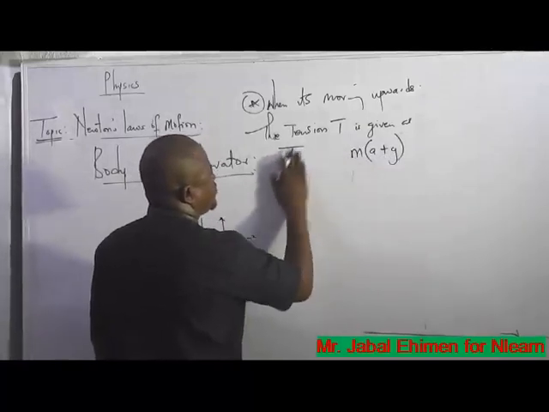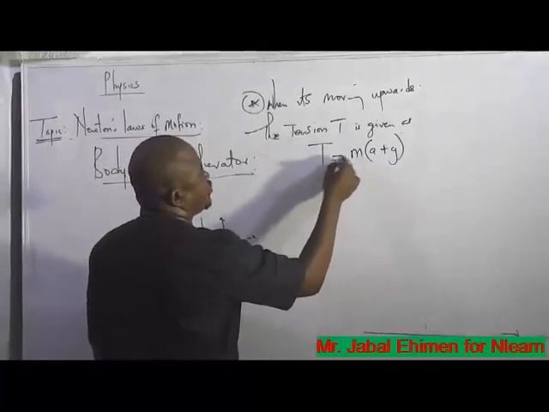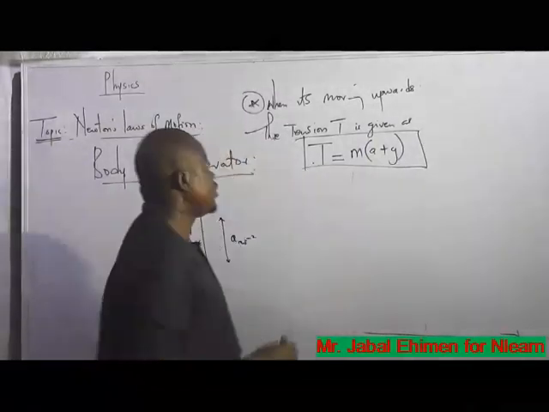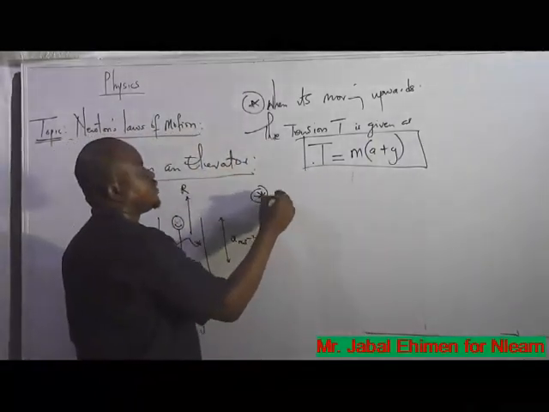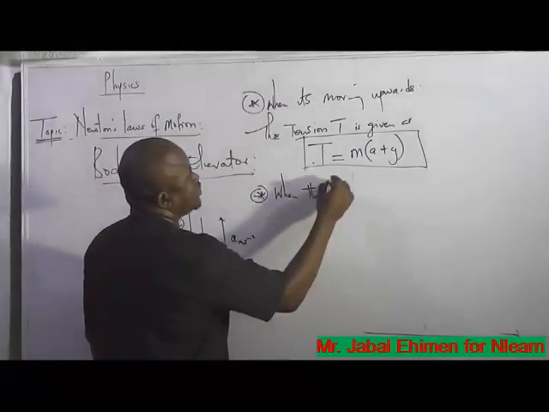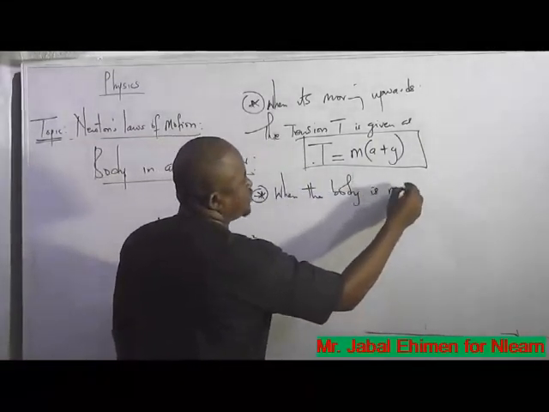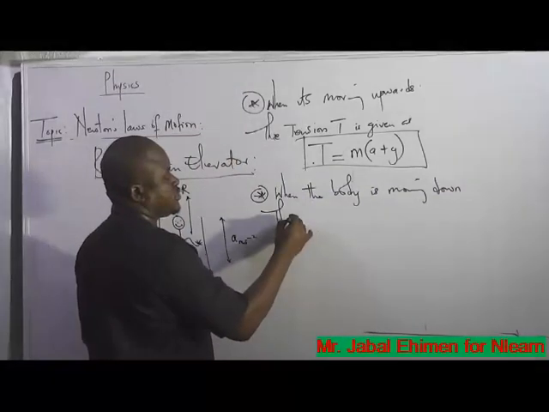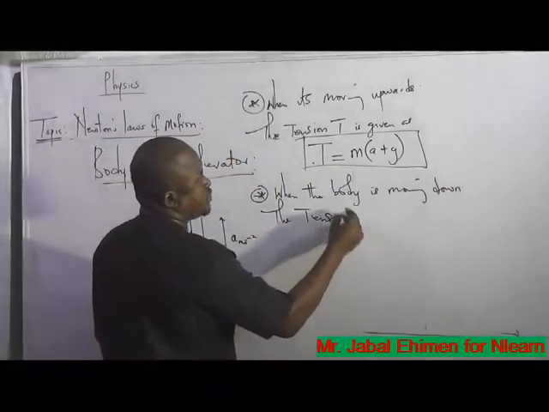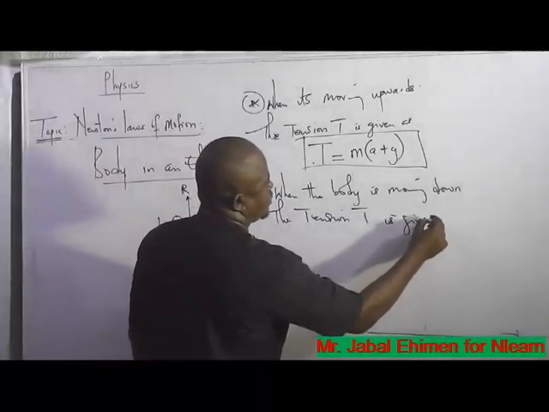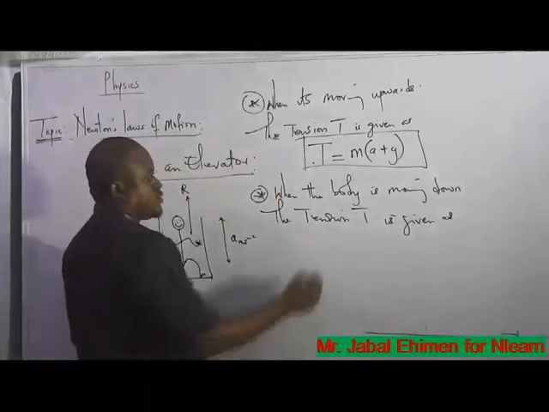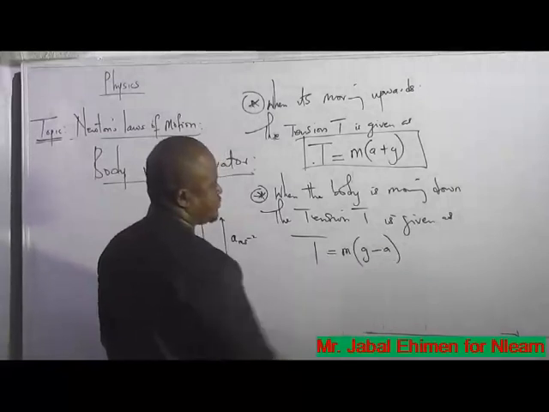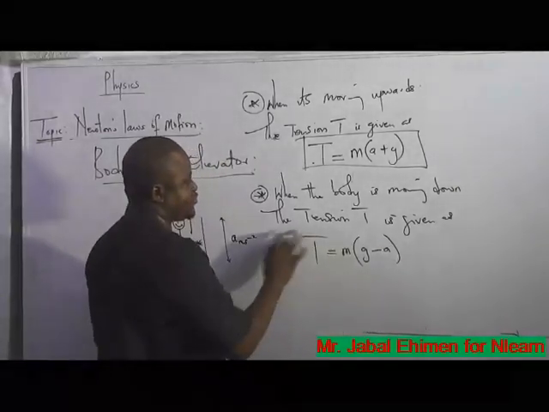Depends on how you can just take the tension directly. So the tension is equal to M(A + G). Take note of this when the body is moving upward. But in a situation where the body is moving down, something has happened. The tension T is given as T = M(G − A). Please take note of these two.